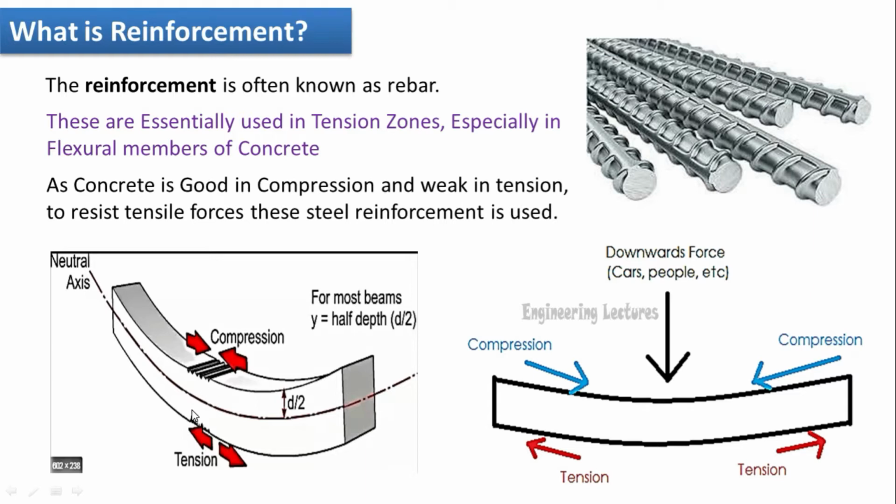The forces acting are differentiated based on this neutral axis. Above the neutral axis compression forces will be acting, below the neutral axis tension forces will be acting. This neutral axis will be exactly at half of the depth. To prevent this kind of tension failure in RC structures, we provide the reinforcement. This is the main reason for providing the reinforcement.